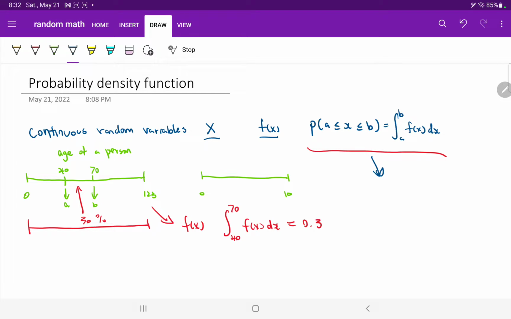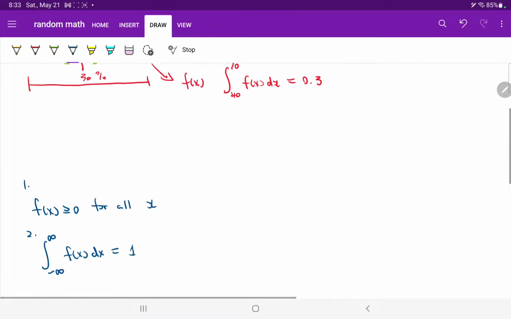The probability that my x falls between a and b can be obtained by integrating from a to b of our probability density function. But before we get even further, in order for a function to be a probability density function, it must satisfy two conditions or two properties.